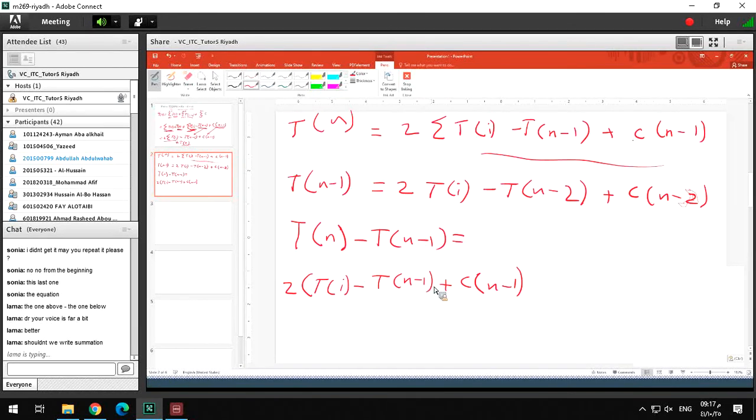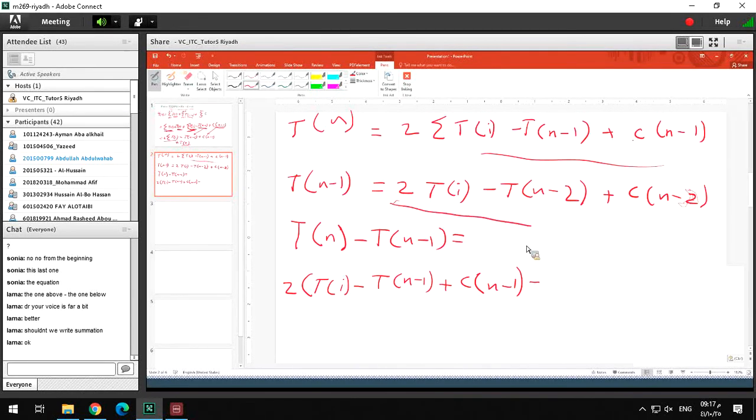Nothing about the summation. We are dealing with the function itself now, in terms of Tn. So this is the first one, right? Minus Tn minus 1, which is this part. 2 Ti. I don't know why I put this. Wait, please.